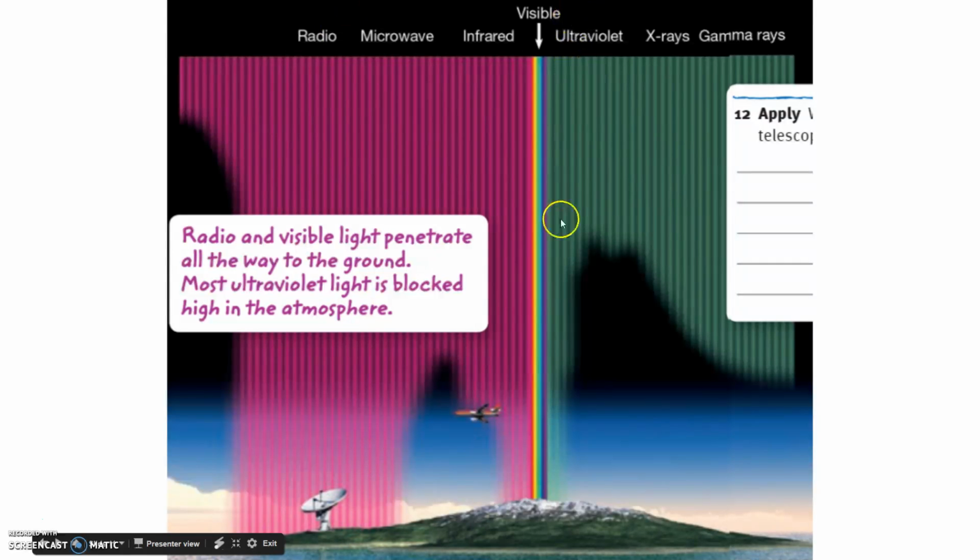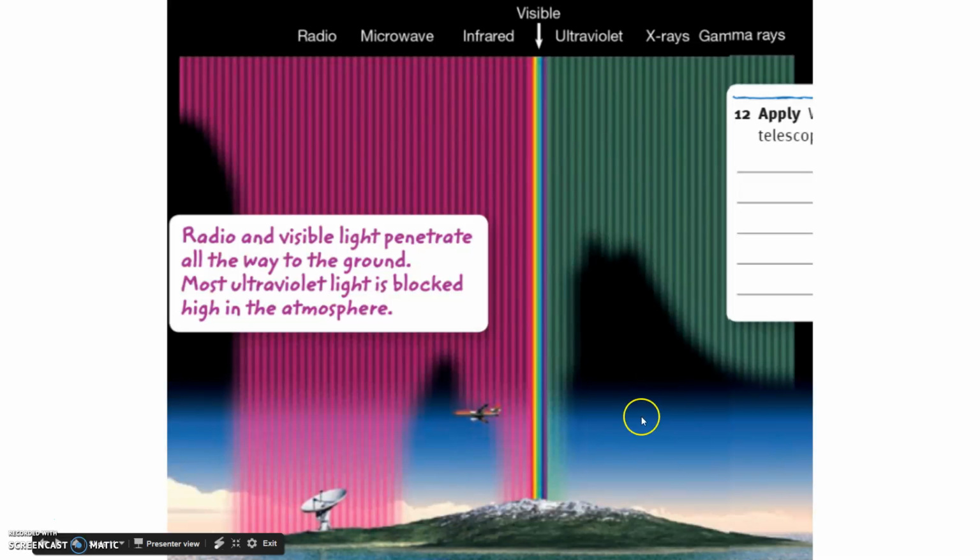The radio and the visible light all reach the ground. However, you have the ultraviolet, some reaches as well, but then as you continue along the spectrum, it does not reach past the atmosphere. That's actually beneficial for us as a species because this type of light, the short wavelength, high frequency, can damage us. But this is why we have radio waves and visible light passing through us all the time, because it does reach us.